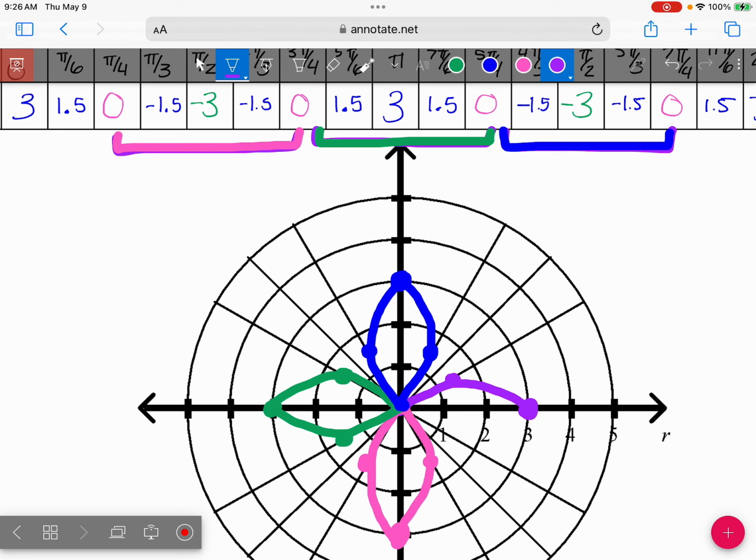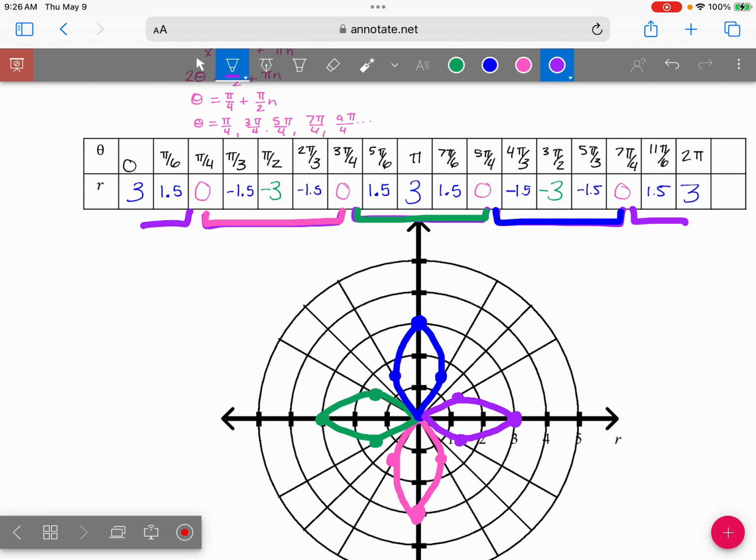And then finishing up our outside piece, our 11 pi over 6, we have a 1.5. And our 2 pi takes us back out to 3. So we've got our other half of this petal. So this one and this one were all the purple pieces.